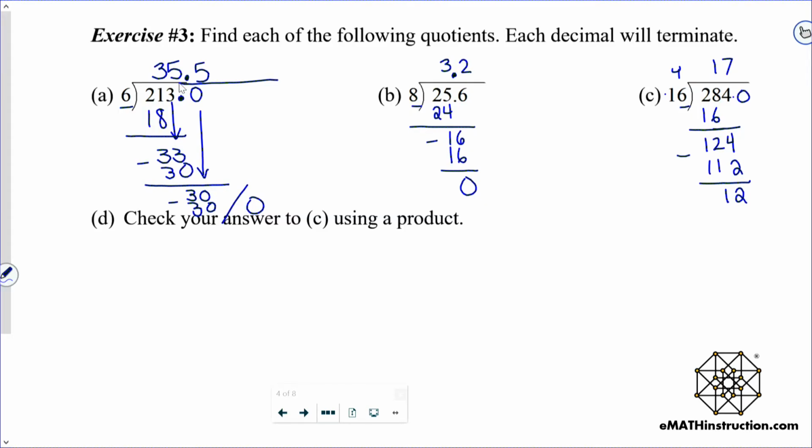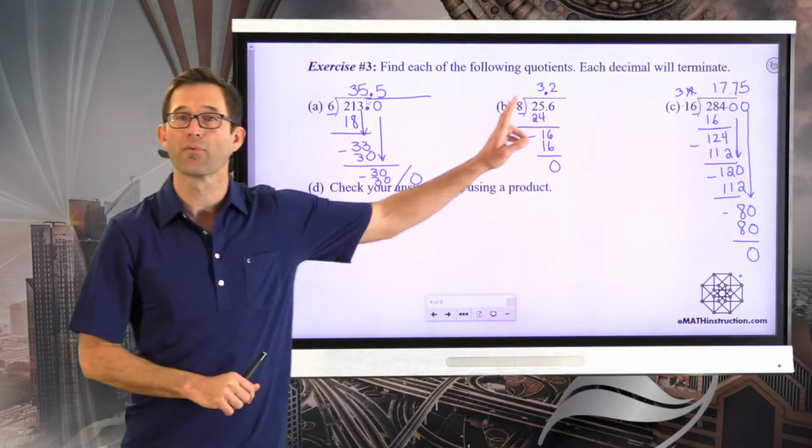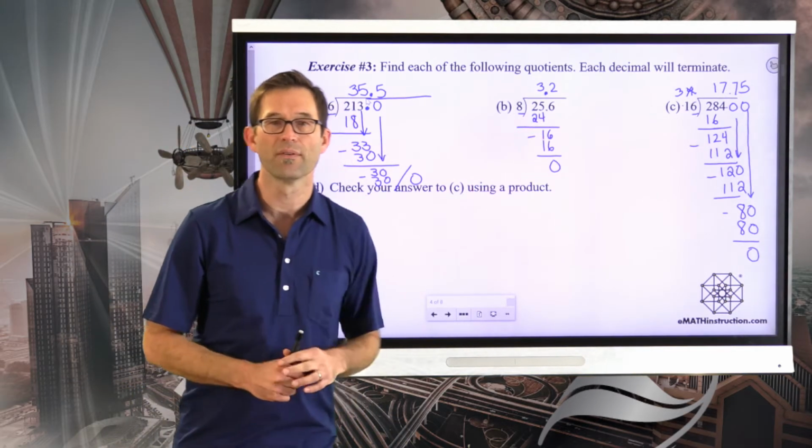So I'm going to tack on a 0.0, drop that 0 down for 120. 16 goes into 120. All right, again, we're going to go 7. 7 times 16 is again 112. I subtract again, I get 8. I put another 0 on there, drop it down. Now how many times does 16 go into 80? That's going to be 5 times. 5 times 6 is 30. Carry the 3, cross out that 4 so it's not confusing. 5 times 1 is 5, plus 3 is 8. And there we go, 0 remainder. So 17.75. So hopefully you got 3.2 here and 17.75 there.